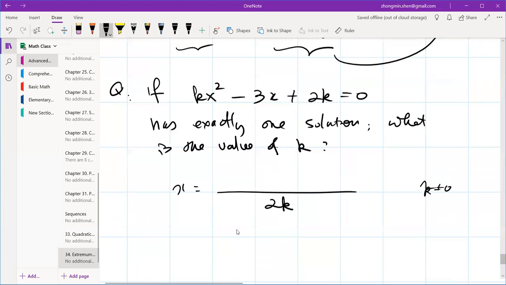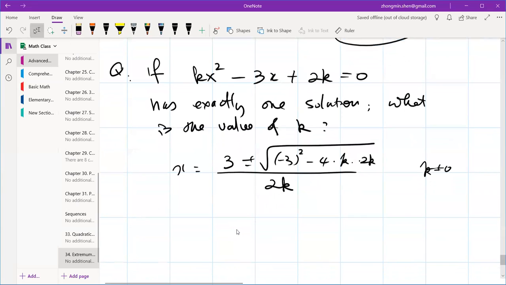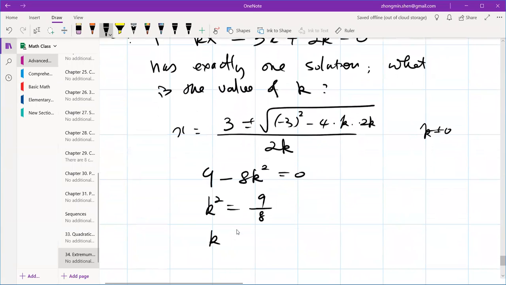So this is going to be negative b plus minus the square root of b squared minus 4ac. For this to have only one solution, it really means 9 minus 8k squared should be 0. So k squared equals 9 over 8, and k is going to be plus or minus the square root of 9 over 8. You can simplify it, but that's the solution.